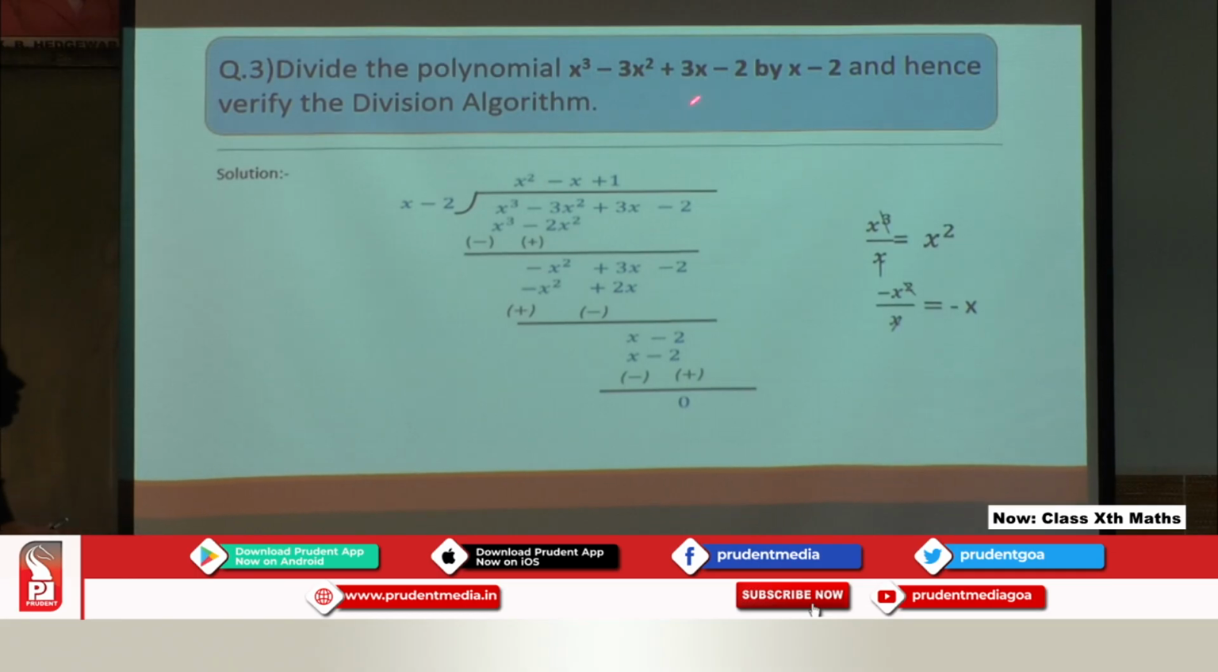But in this question it is asked to hence verify the division algorithm. Now here we got the quotient x square minus x plus 1 and the remainder 0, and the dividend is x cube minus 3x square plus 3x minus 2 and the divisor is x minus 2.